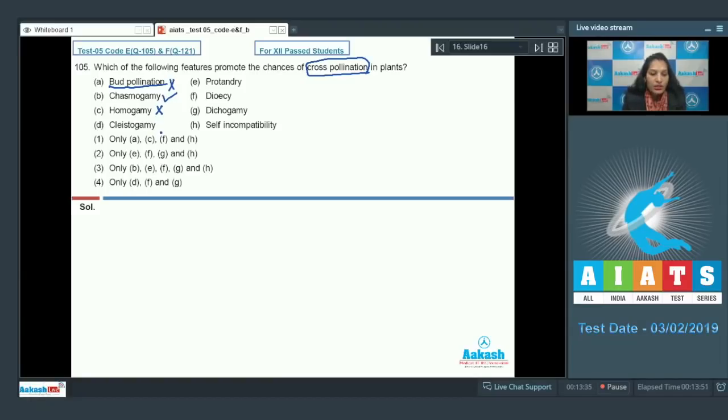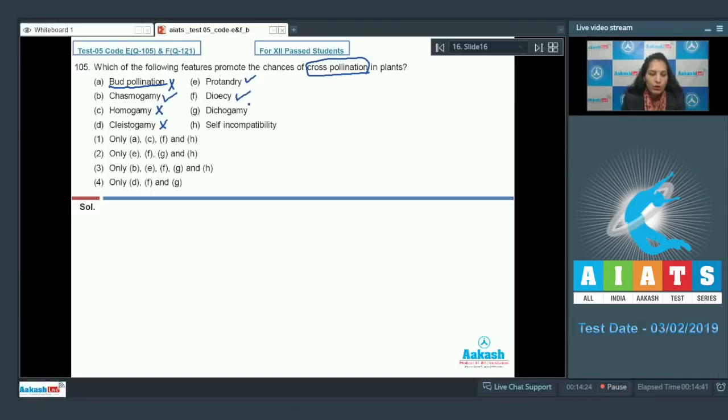D. Cleistogamy. Cleistogamy means the flowers are called cleistogamous when they never open, they never expose their sex organs, and they promote self-pollination only. So this is also ruled out. E. Protandry. Protandry means the condition in which male sex organ matures first as compared to the female, so that cross-pollination takes place. So it promotes cross-pollination. So this is correct. F. Dioecy. Dioecy is the condition in which male and female sex organs are present on separate plants, so that cross-pollination can take place.